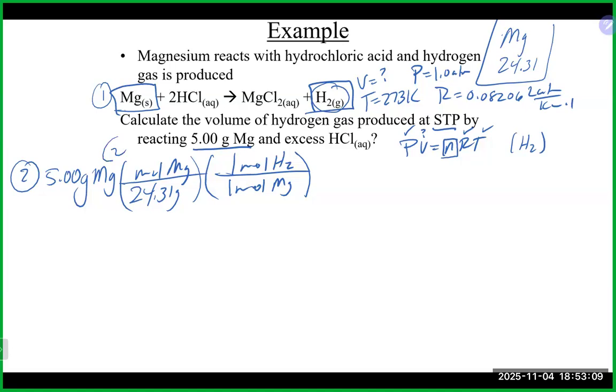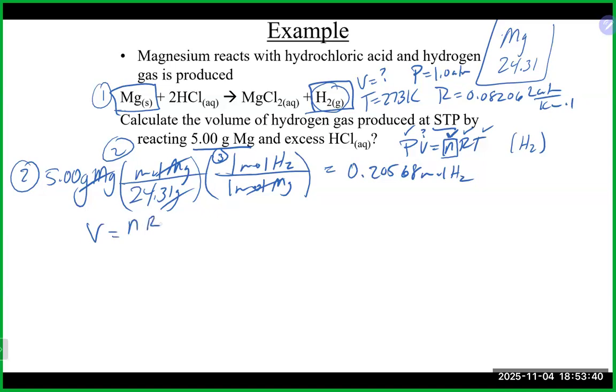And again, this is like step 2 and then step 3. Moles of magnesium are going to cancel, leaving us moles of hydrogen. And that will get us 5 divided by 24.31, and that is it, I think, divided by 1, basically. 0.20568 moles of hydrogen. Now we do have the moles of hydrogen. That would be a theoretical yield there.